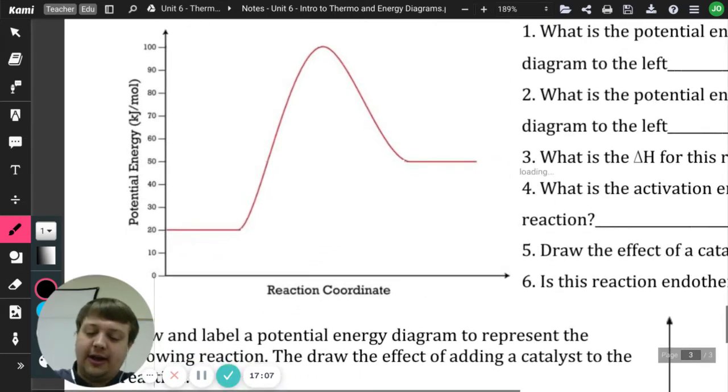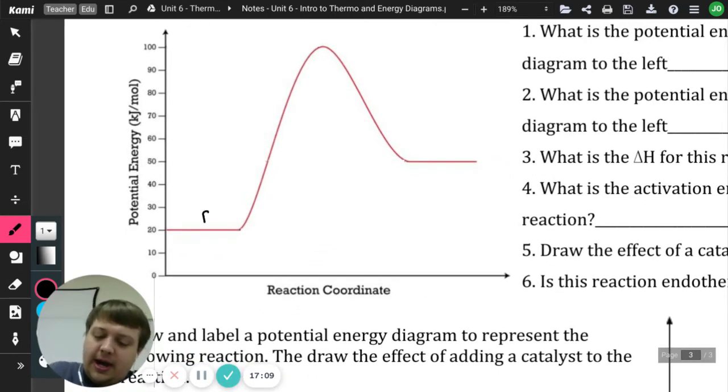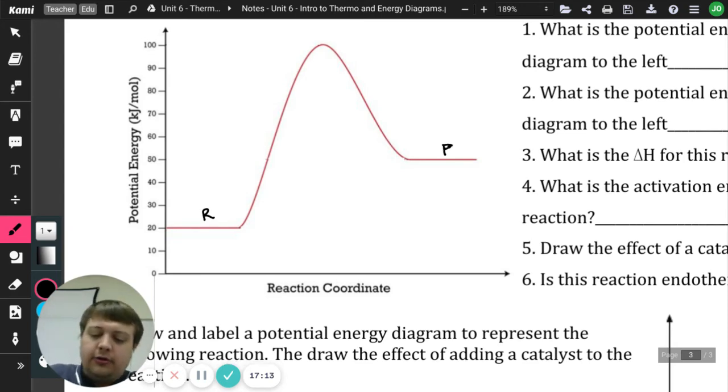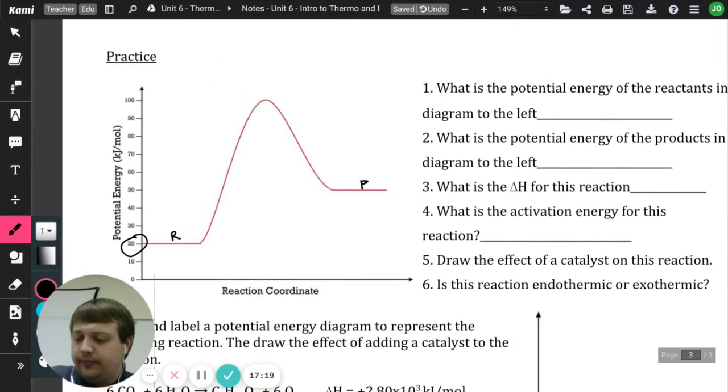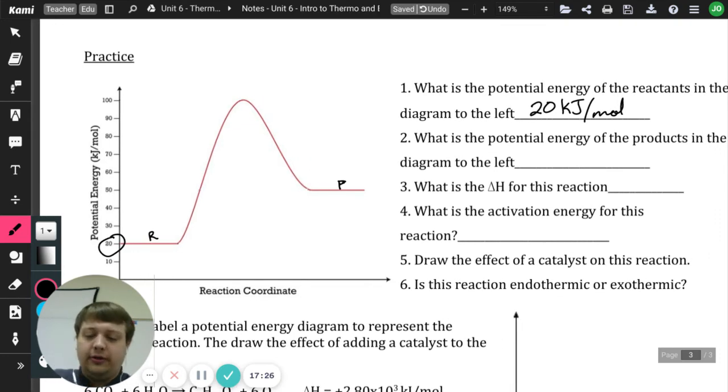On the diagram to the left. So these would be my reactants. These would be my products. So then the potential energy of the reactants would be 20 kilojoules per mole. What is the potential energy of the products? Again, we do kind of a dashed line until we get over to here. So we have 50 kilojoules per mole.